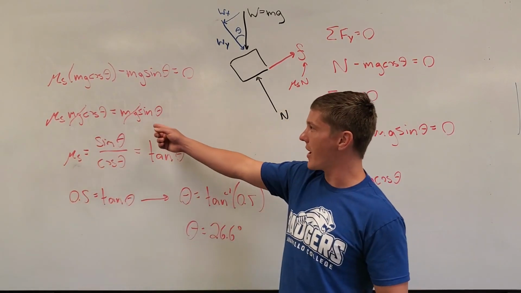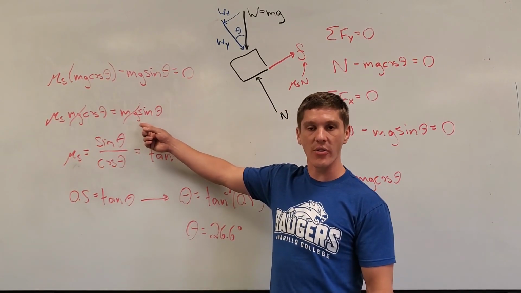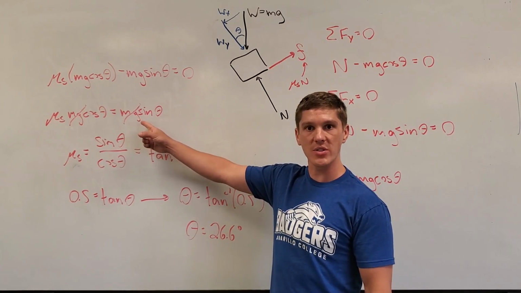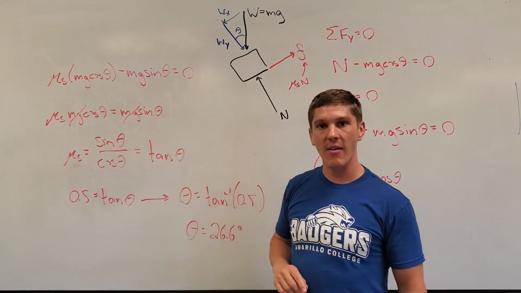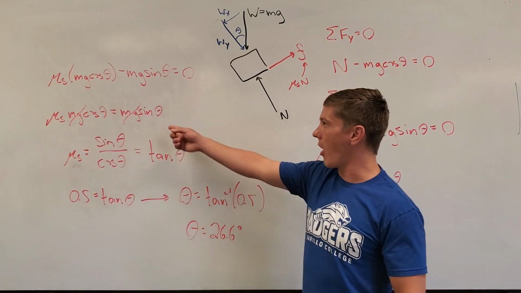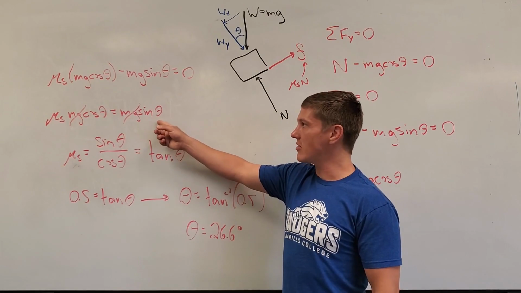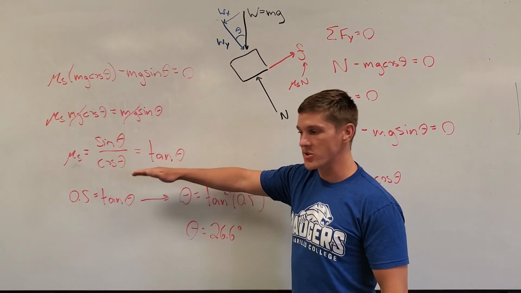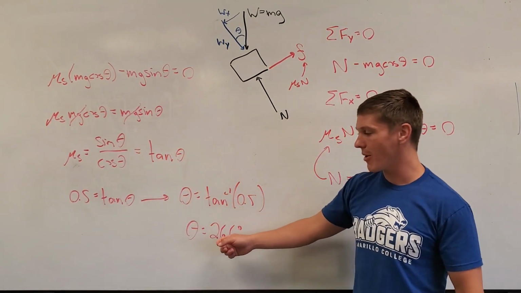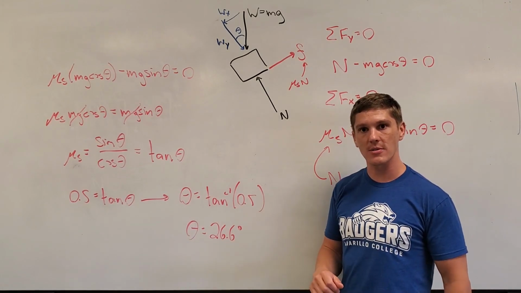The other interesting takeaway is that g cancels out. The acceleration due to gravity cancels out. So that means if I was to have a steel block on a wooden incline on the moon or on Mars, it doesn't matter. Any gravitational acceleration, it will still start to slide at that same 26.6 degrees.